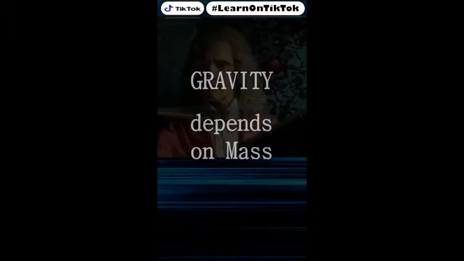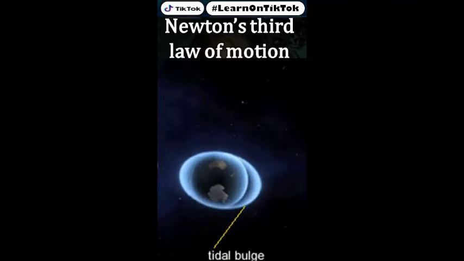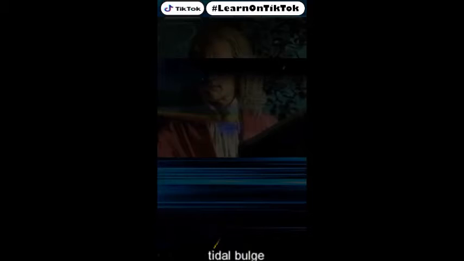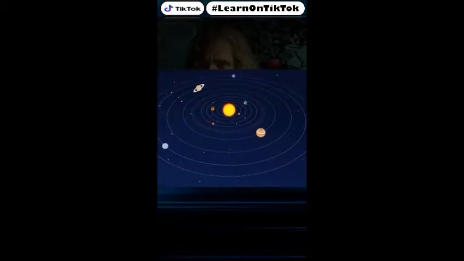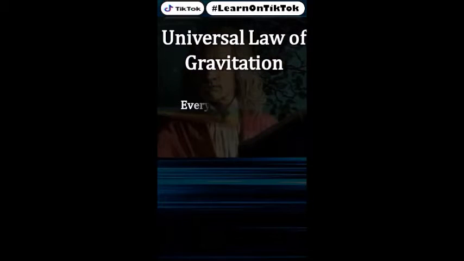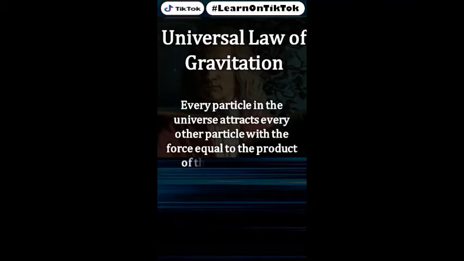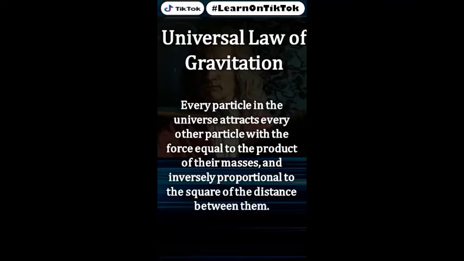Additionally, according to Newton's third law of motion, when Earth exerts its gravitational force on any object, there is an equal and opposite reaction on the Earth. Furthermore, he concluded that it is the gravitational force that acts on the Sun and each planet to keep them in their orbits. The law of universal gravitation states that every particle in the universe attracts every other particle with a force equal to the product of their masses, and inversely proportional to the square of the distance between them.